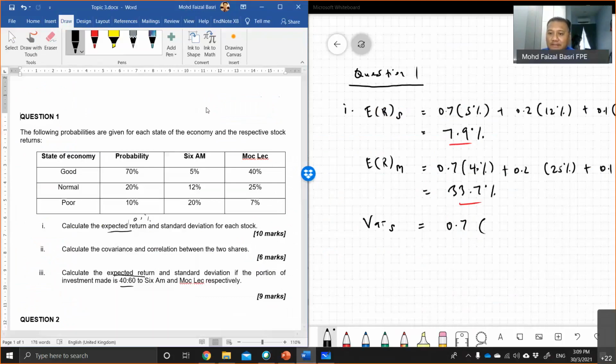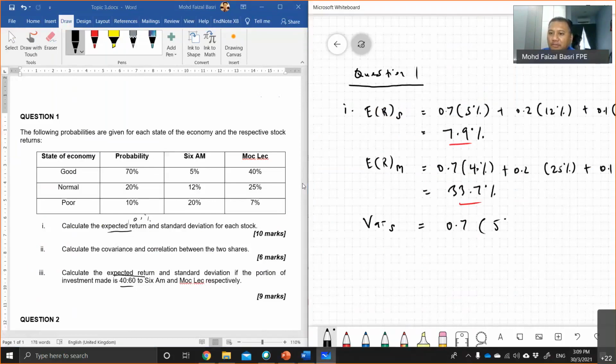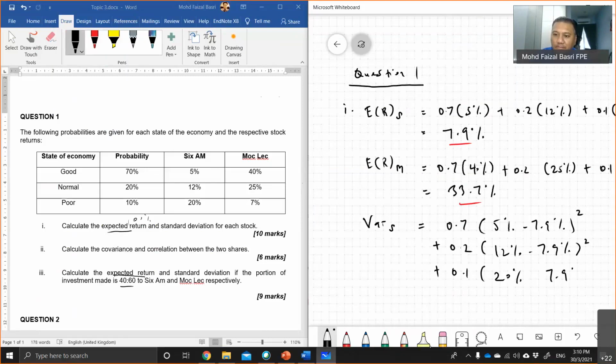So for 6AM, it's 5% minus 7.9 squared, plus 0.2 times 12% minus 7.9 squared, plus 0.1 times 20% minus 7.9 squared. Find the total.